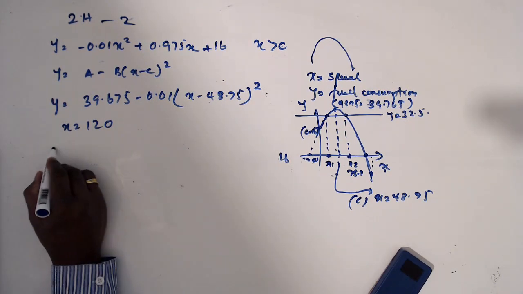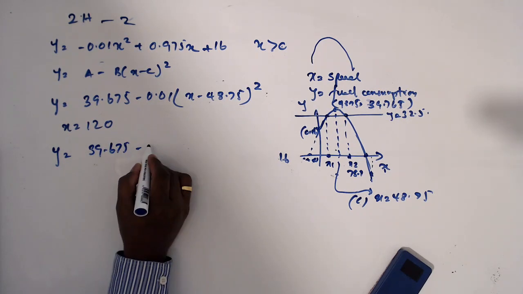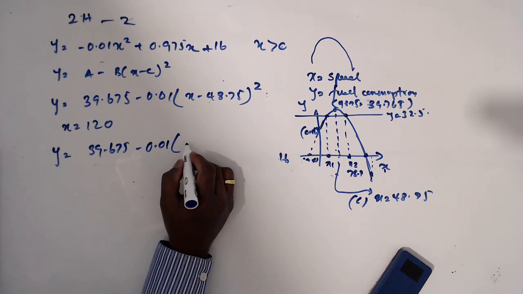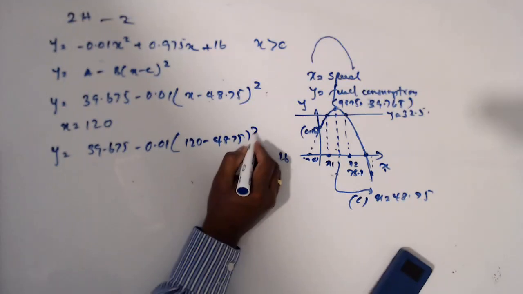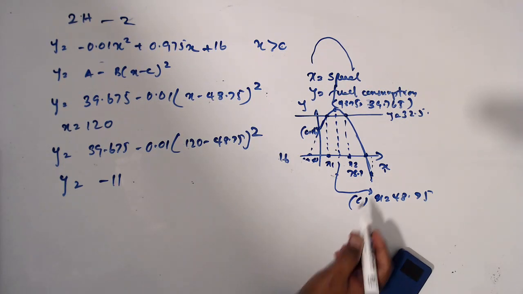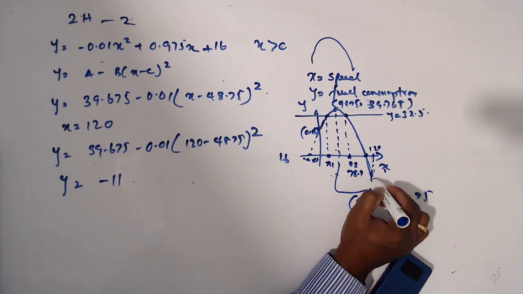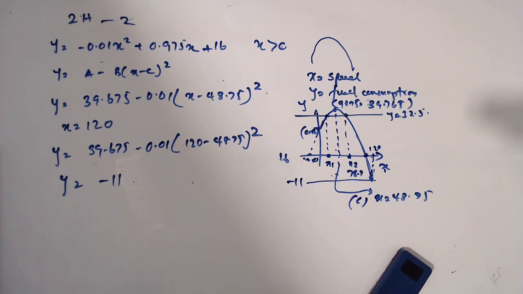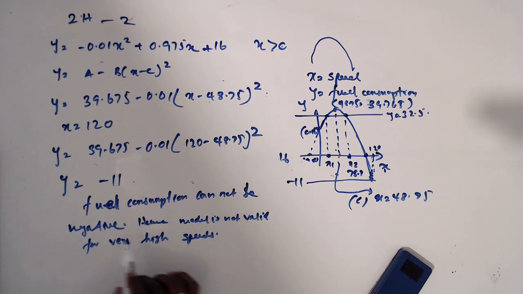So we'll substitute this value here and work out y equals 39.765 minus 0.01 times 120 minus 48.75 squared. We will get an answer of minus 11. So 120 is somewhere here, because the y value is going to be negative, minus 11. So you can tell that this model is not valid for very high speeds. You can write the conclusion: fuel consumption cannot be negative, hence the model is not valid for very high speeds.